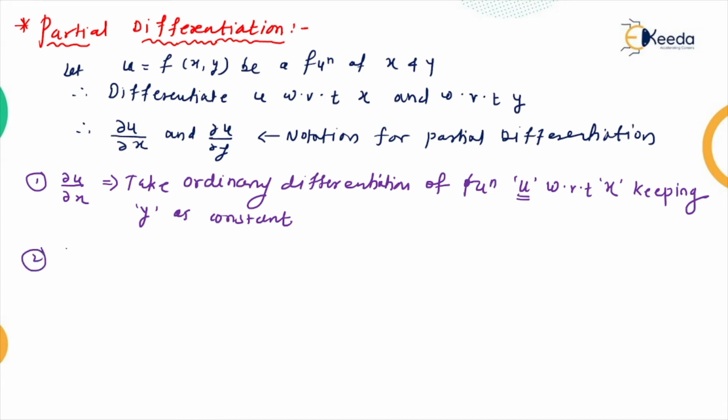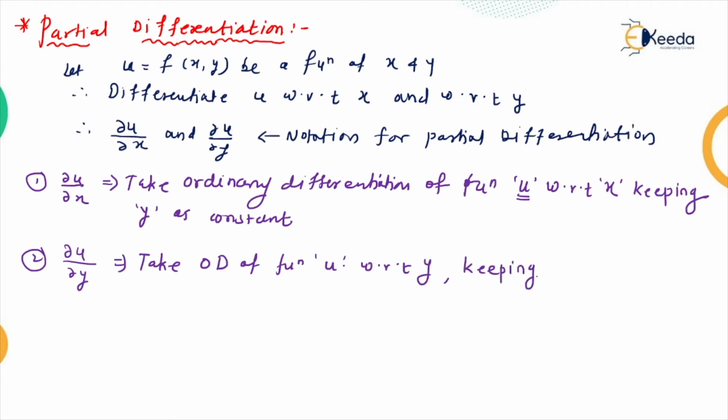Second, suppose we take ∂u/∂y. How do we take this? We have to take similar ordinary differentiation of the function u with respect to, here, y, keeping the other variable, that is, except variable y, keeping x as a constant.